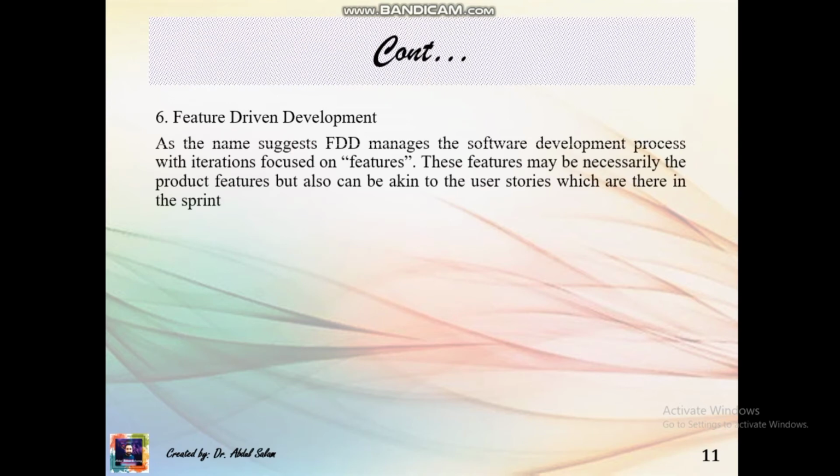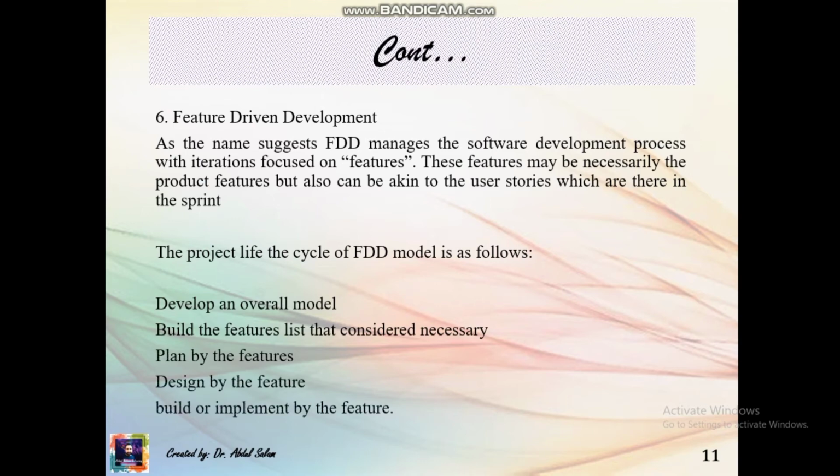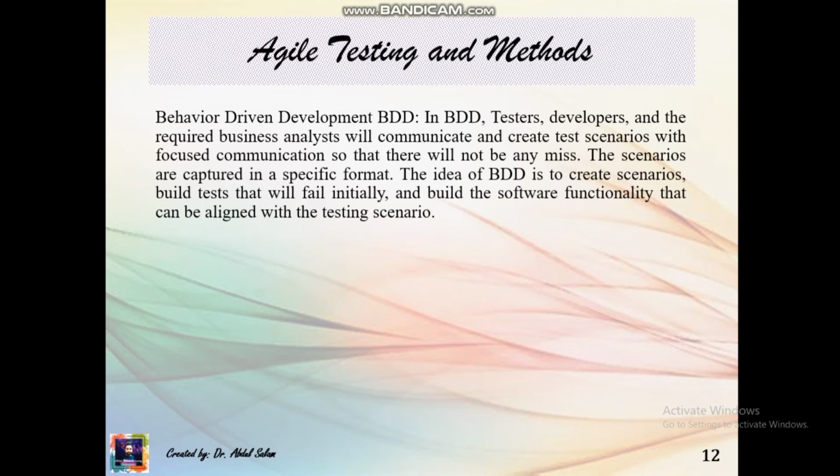Feature driven development. As the name suggests, feature driven development (FDD) manages the software development process with iterations focused on features. These features may be the product features but can also be akin to the user stories which are there in the sprint. The project life cycle of the FDD model is as follows: develop an overall model, build the features list that is considered necessary, plan by features, design by features, build or implement by features.